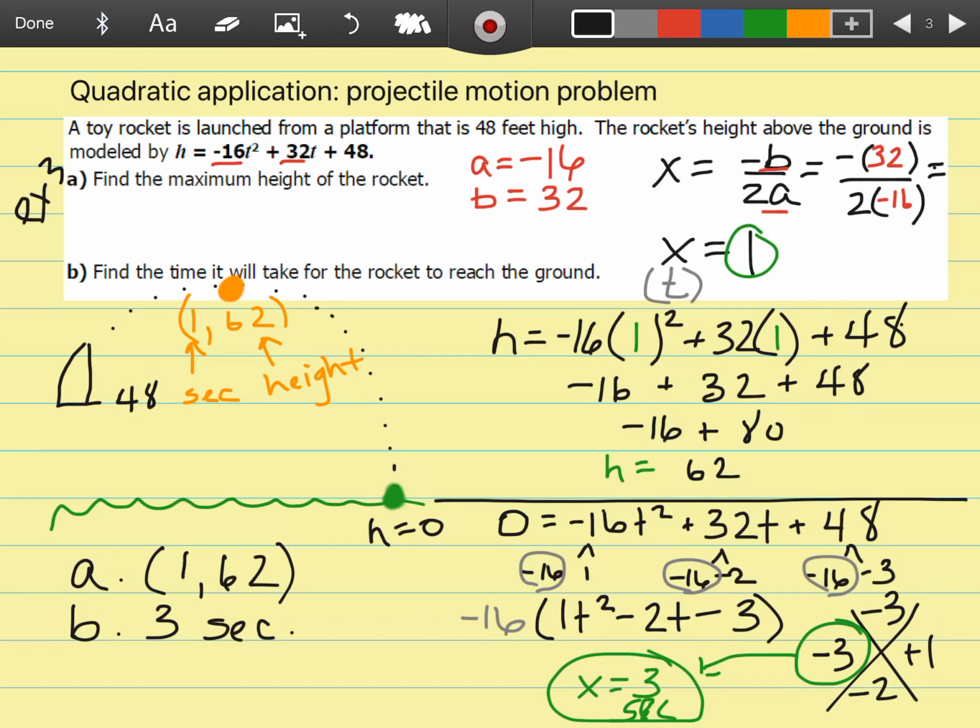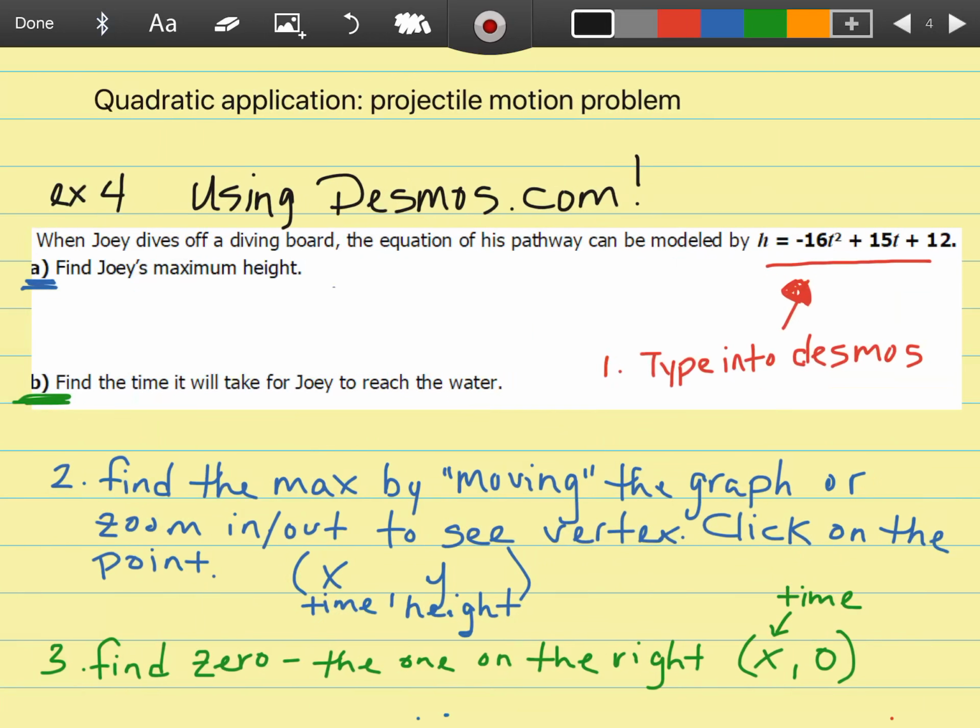And so by hand, that is a lot of algebra. You do have to memorize the one formula. And I like to draw the picture because it helps us understand and see what's happening. Let's go see what that would look like in Desmos, where I don't necessarily have to draw a picture.